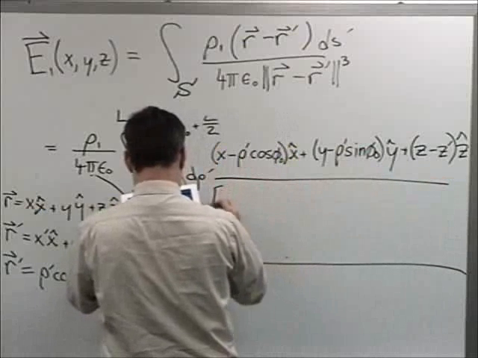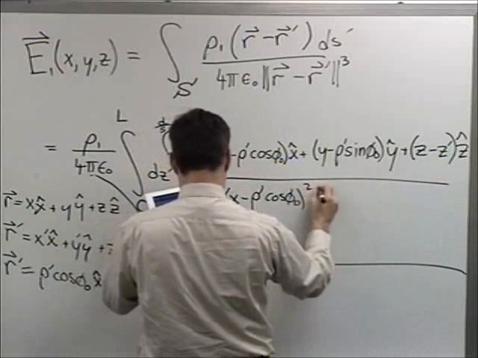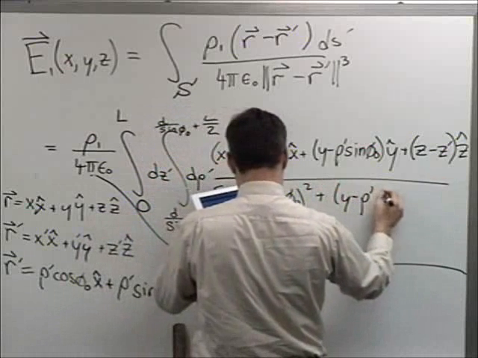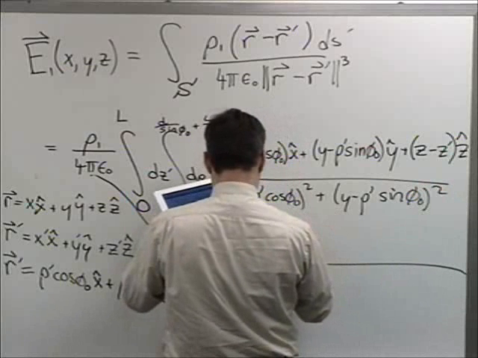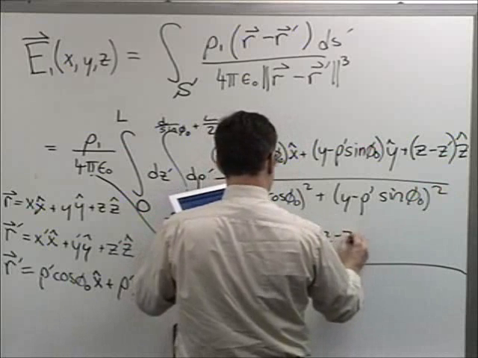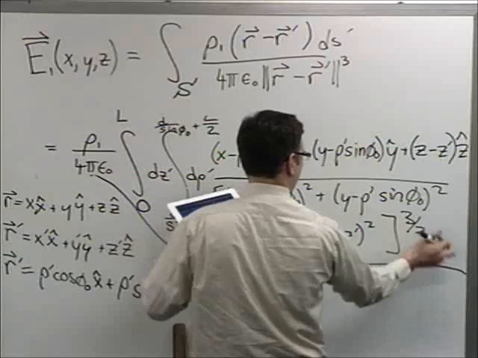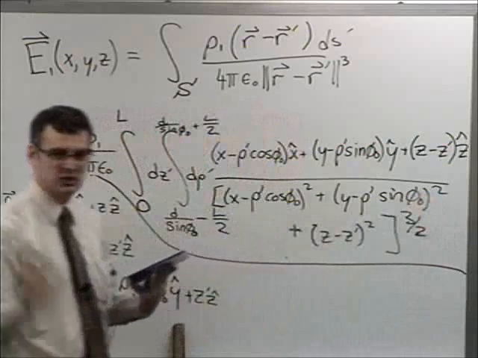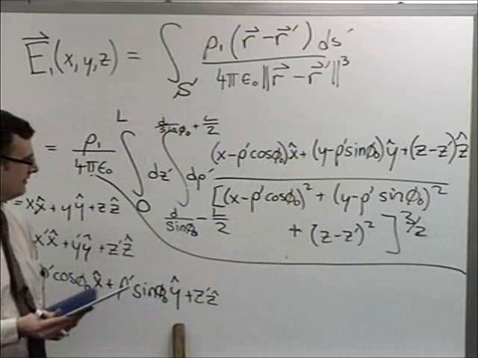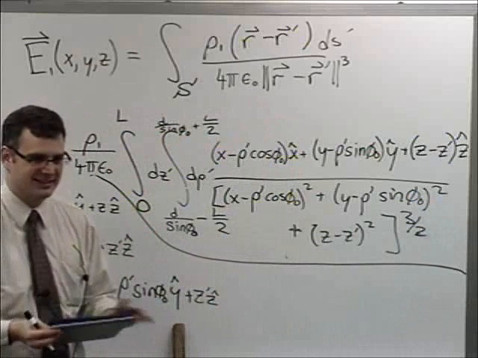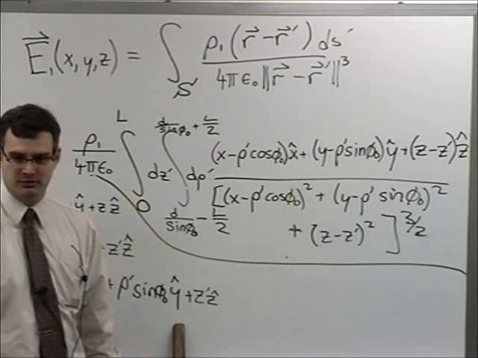What's left? X minus rho prime cosine phi naught squared plus y minus rho prime sine phi naught squared plus z minus z prime squared, all raised to the 3/2 power. And we're done. This is where you put it in the computer and let that do all the hard work for you. It's this setup that counts. And now you can all go home and analyze DLP chips and the field that's around them.